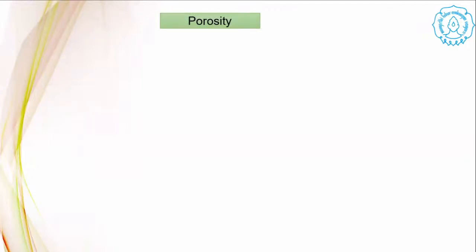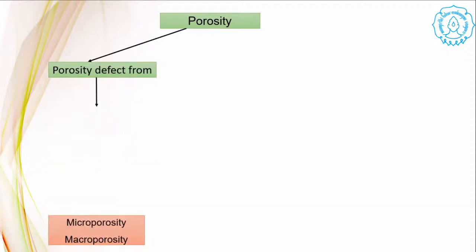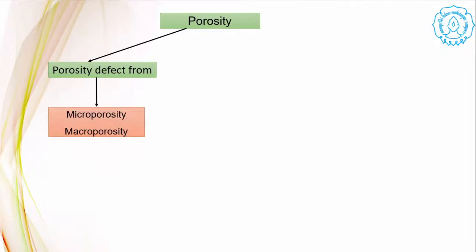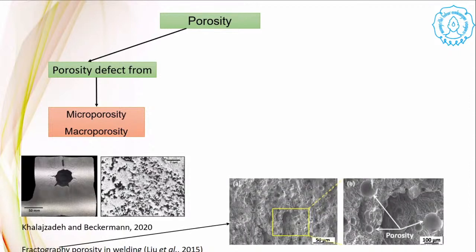Next, on slide 3, there are some points about porosity. The first is the form of porosity. There are two forms of porosity, namely microporosity and macroporosity. In the image below is an example of macroporosity and microporosity. Another porosity image can be seen in the picture on the side.